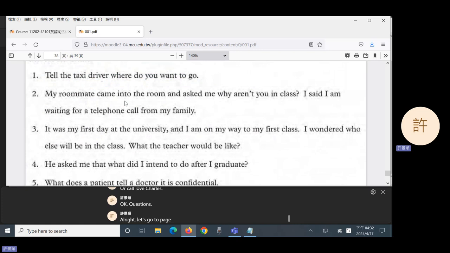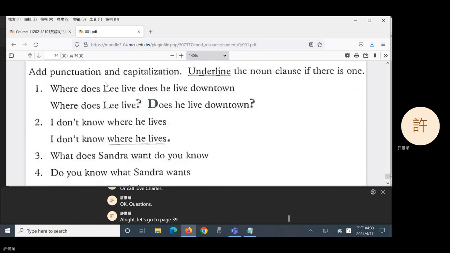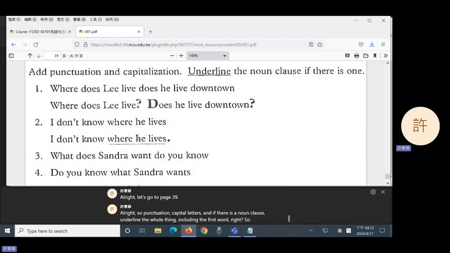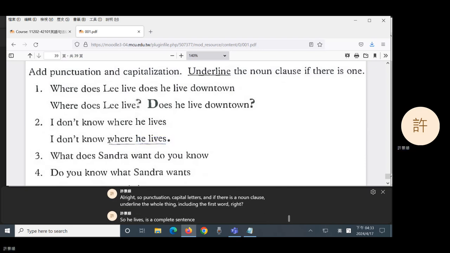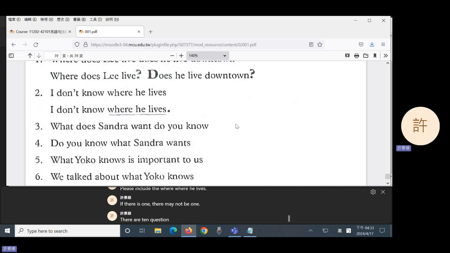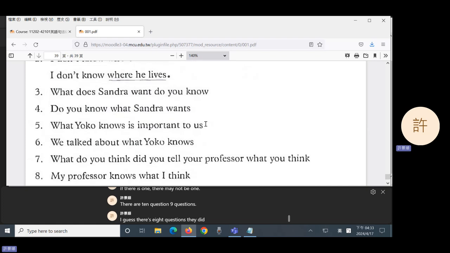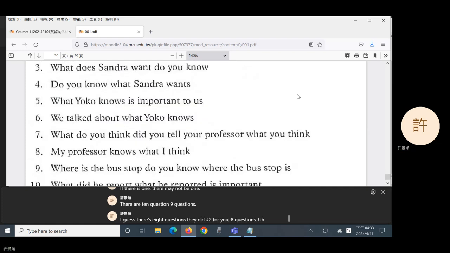All right, let's go to page 39. All right, so punctuation, capital letters, and if there is a noun clause, underline the whole thing, including the first word, right? So he lives is a complete sentence. Please include the where he lives. If there is one, there may not be one. There are 9 questions. I guess there's 8 questions. They did number 2 for you. 8 questions. I'll give you 5 minutes. Four minutes.